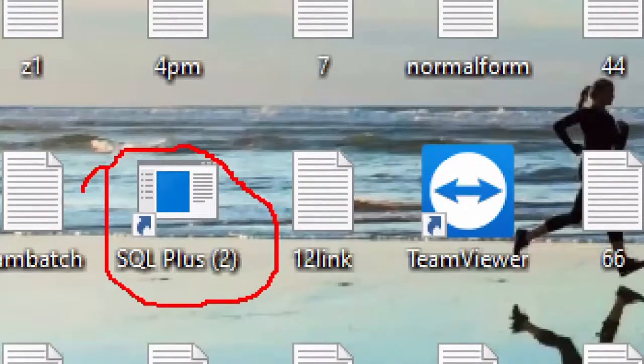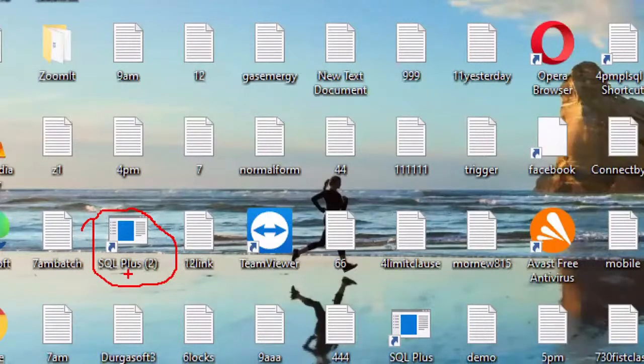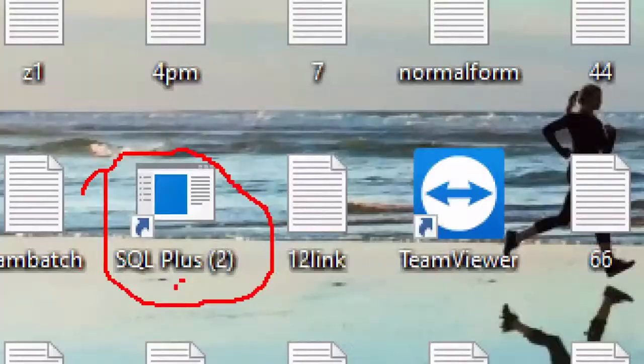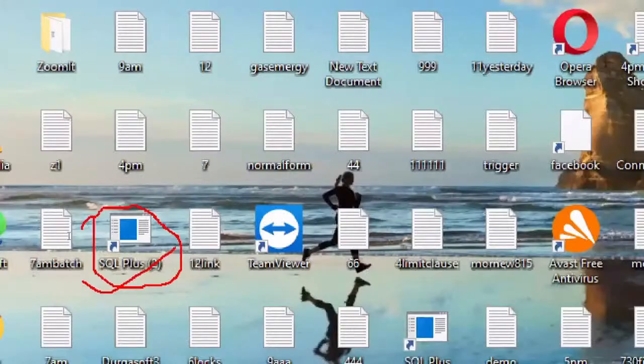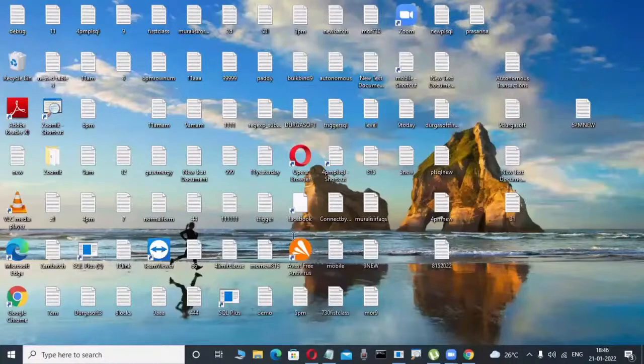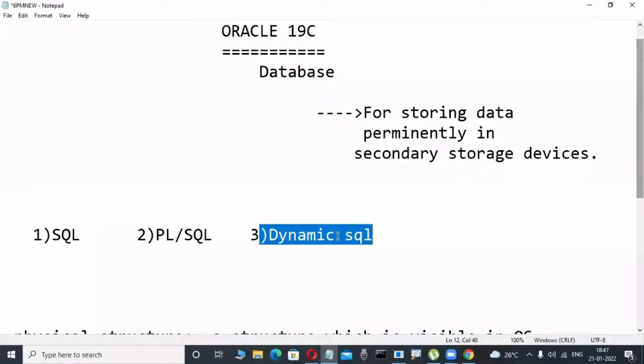What is this one? I'm installing Oracle. SQL Plus is there. SQL is a long way, PL/SQL is a long way. Some coding is there. Dynamic SQL is a long way. Daily we are writing code.